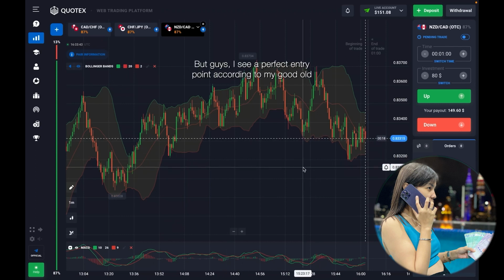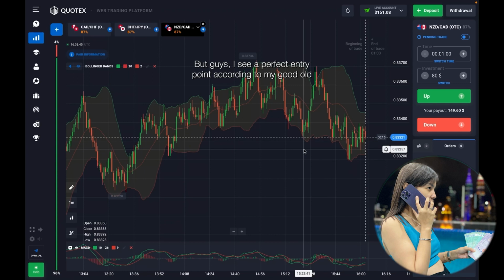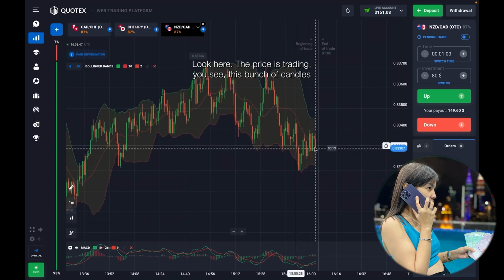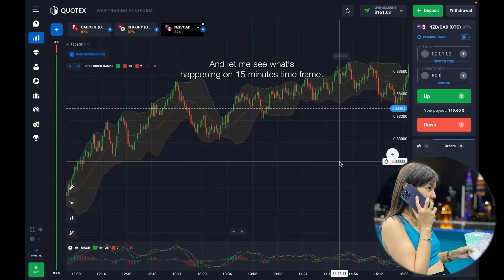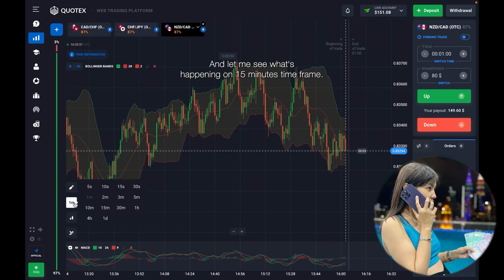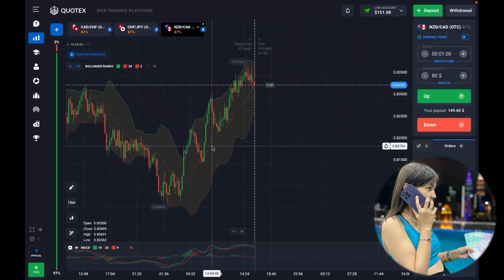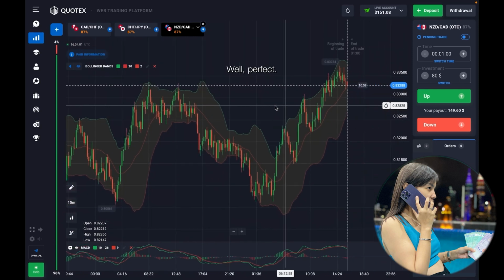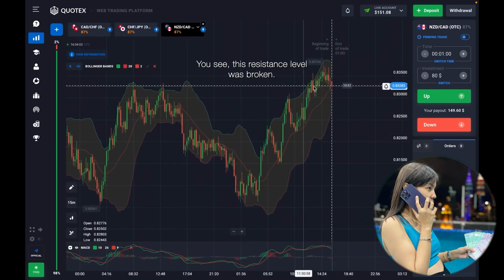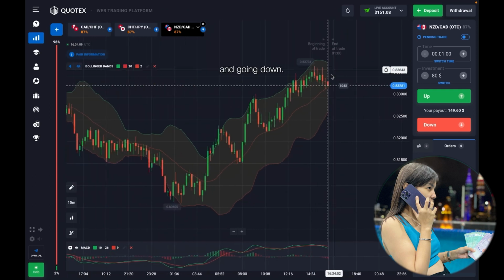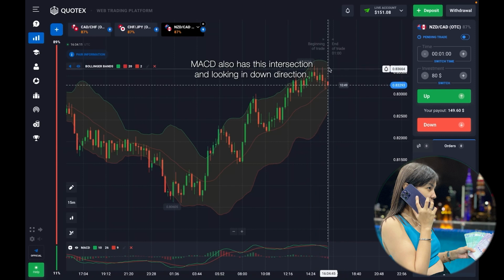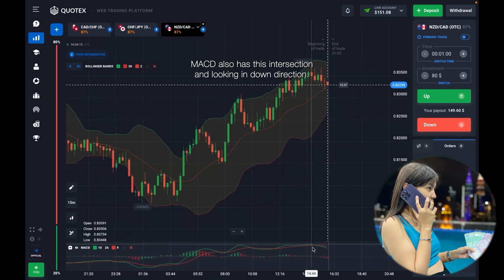But guys, I see a perfect entry point according to my good old technical analysis. Look here, the price is trading. You see this bunch of candles right over there, this level, one of the key levels of this chart. And let me see what's happening in 15 minutes time frame. Well, perfect. We see this resistance level was broken, and right now the price starts to push through this level and going down. So MACD also has this intersection and looking in down direction.